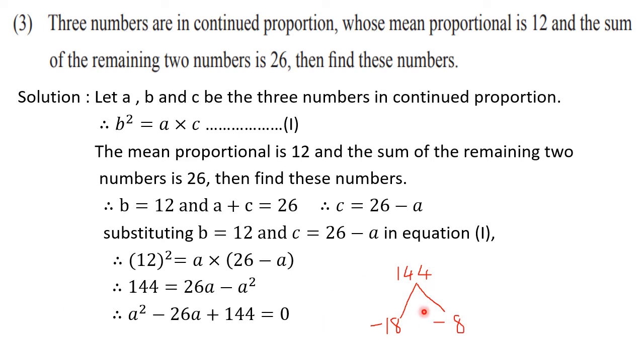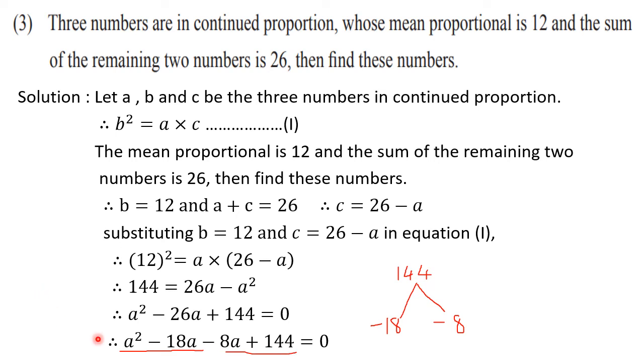I hope after seeing this, you must have recalled that method. So this we can split. Okay, see. So a square minus 18a minus 8a plus 144 is equal to 0. See, this minus 26 is split as minus 18 and minus 8. Minus 18 plus minus 8 is minus 26. Then you know that the next step is to take out common. We have to group. After grouping, we have to take out the things common.